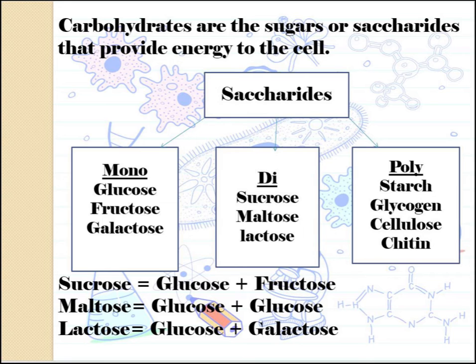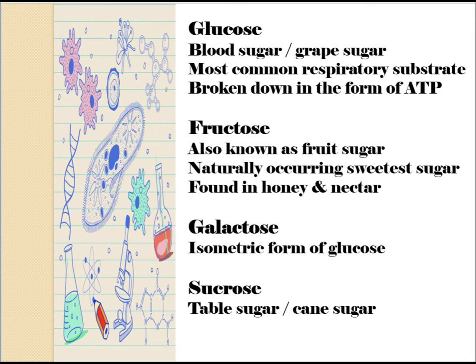Anyway, so what are sucrose? Sucrose are the glucose and fructose. Like if you take glucose and fructose together, it forms a sucrose. What are maltose? That is again glucose and glucose. And what are lactose? That is glucose and galactose. So these are the formulas which you have to remember in order to answer the questions.